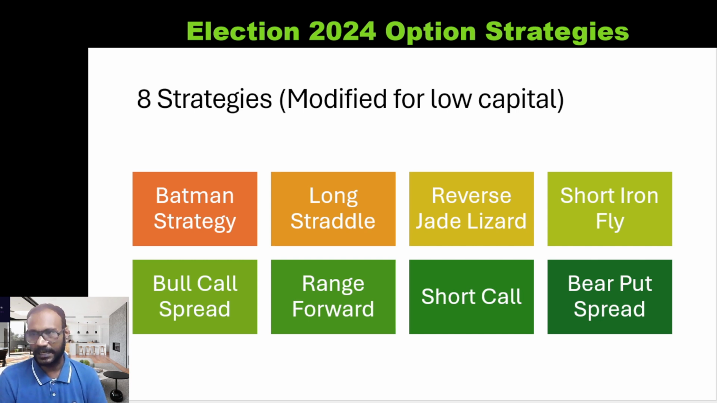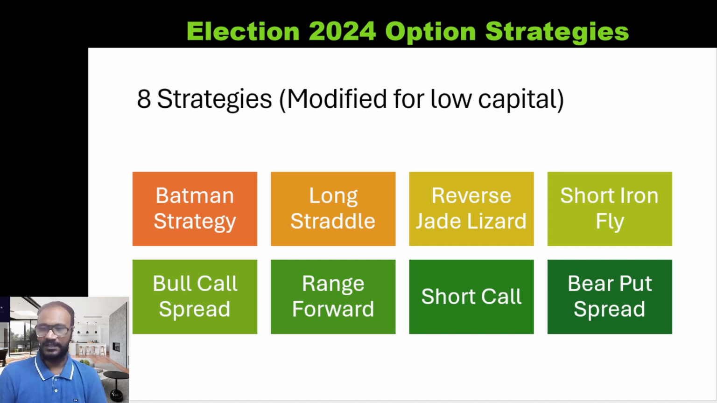The first one is the Batman strategy, then long straddle, reverse jade lizard, and short iron fly. These 4 are non-directional strategies. We expect the market to stay in a particular range, say plus 1,000 to minus 1,000. Probably 2,000 points of range we are expecting, or 1,500 points on the downside, 1,500 points on the other side. That sort of strategy. So the first 4 are this way.